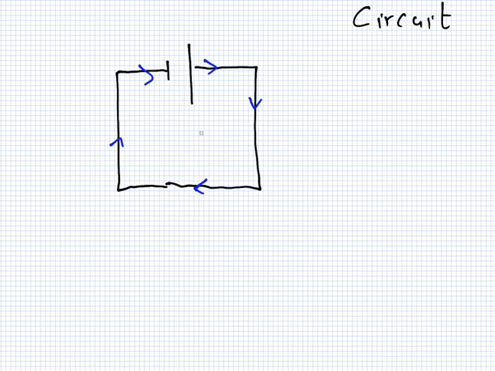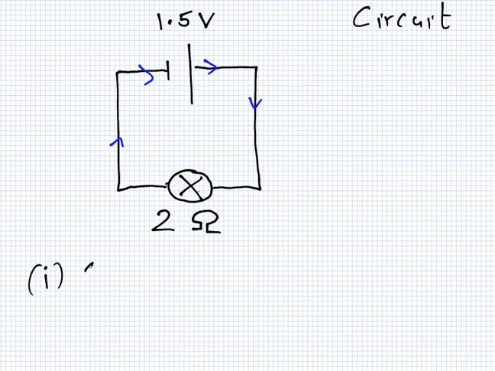Yeah. Now, what's more interesting, let me put a light here. So this is how we draw up a light bulb, like this. And let's say this light bulb is 2 ohms. So my first question to get us started is, what is the current? Can you calculate this for me? You can use the formula I gave you.